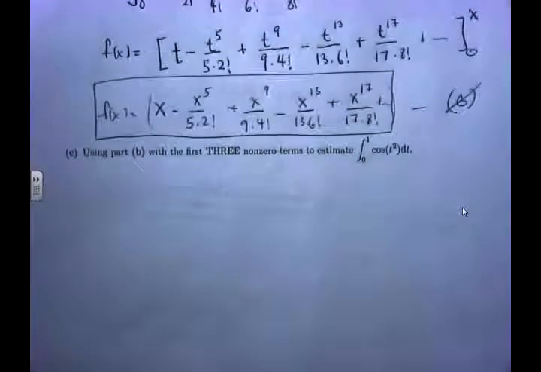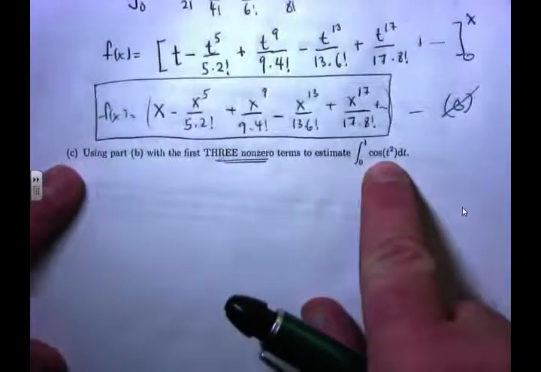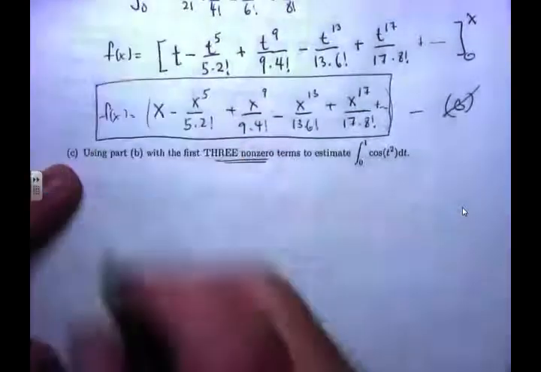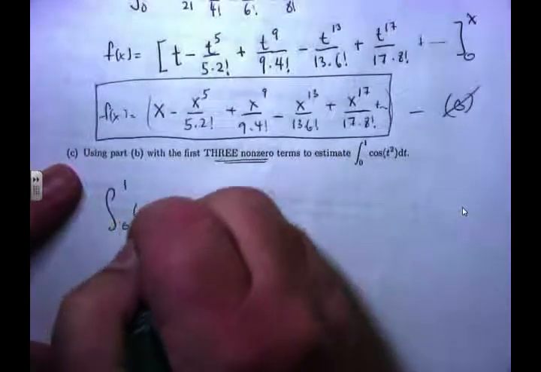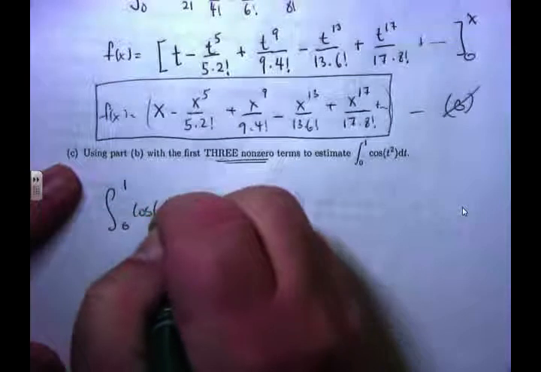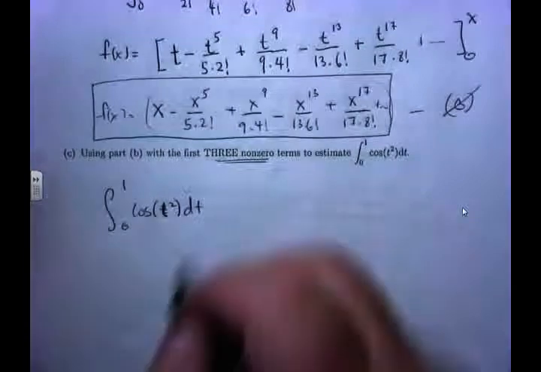Okay? Now the last one, part C. Use part B with the first 3 non-zero terms. 1, 2, 3. So only these guys here to estimate this. Well, we just integrate it. Now I'm going to integrate between 0 and 1 of the cosine of t squared dt. But I got to show my work, and I'm going to explain why in just a second.